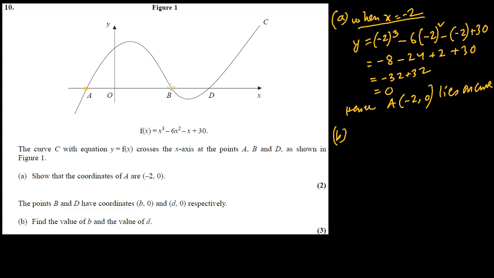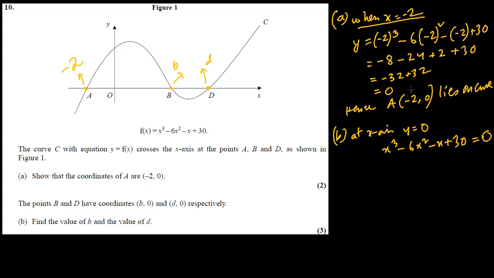In question number B, we have to find the coordinates of B and D. If you take a look over here, B and D both lie on the x-axis. So this has x coordinate B and this has x coordinate D. At the x-axis, y equals 0. So x cubed minus 6x squared minus x plus 30 equals 0. Now we have to find the values of x. There are going to be 3 values of x because it's a cubic equation. One of the values is minus 2, but what about the other values? In order to find them, we need to factorize the cubic by long division.